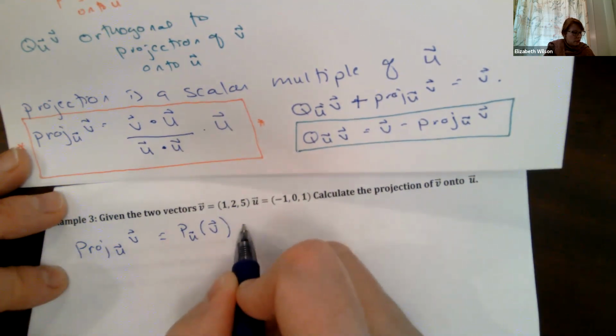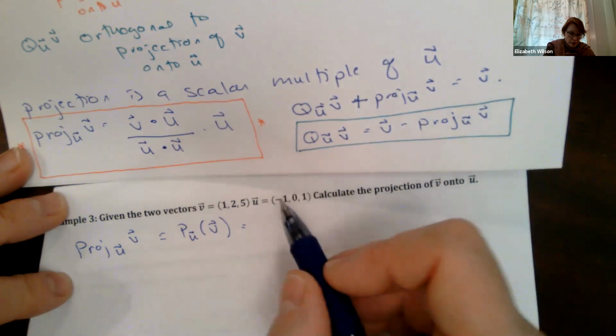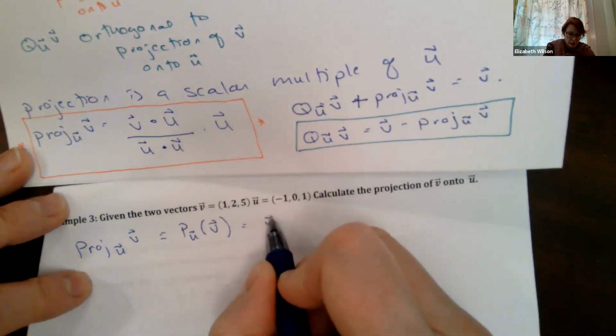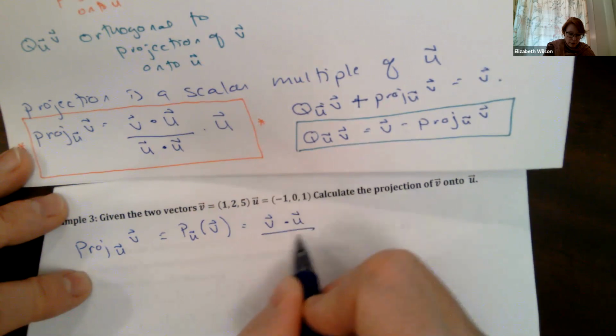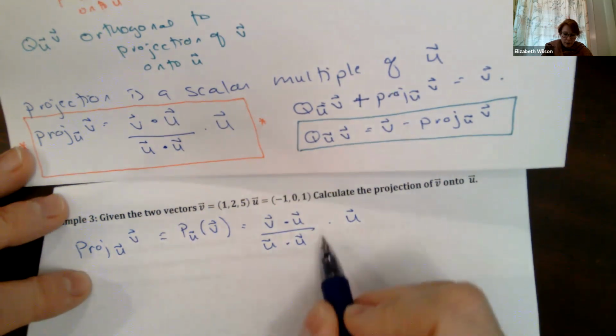Okay, so when I go to do this, I'm going to be thinking about this formula here. So I'm going to say V dot U over U dot U, multiplied by U. Okay, so this right here will be a scalar.